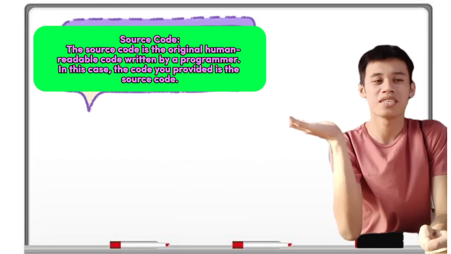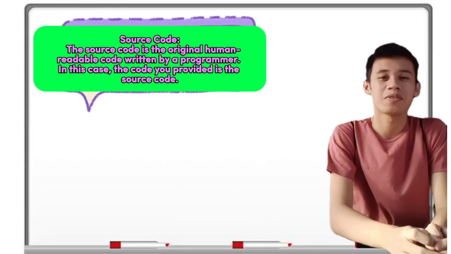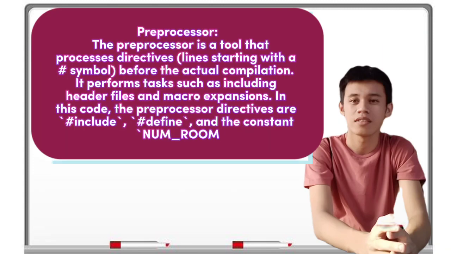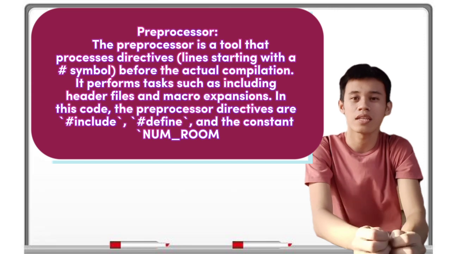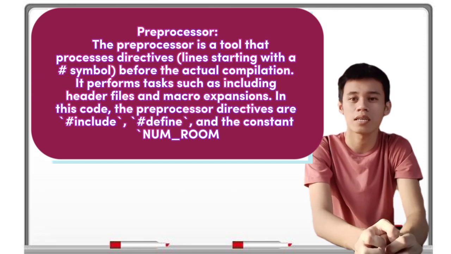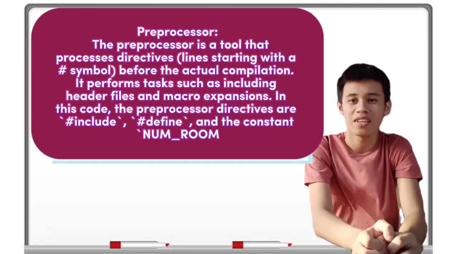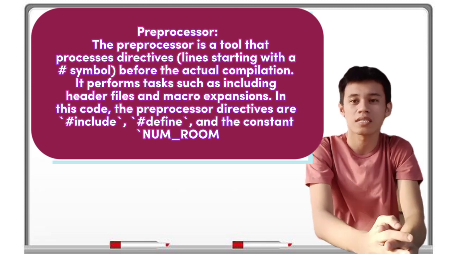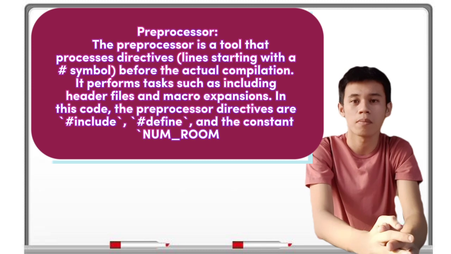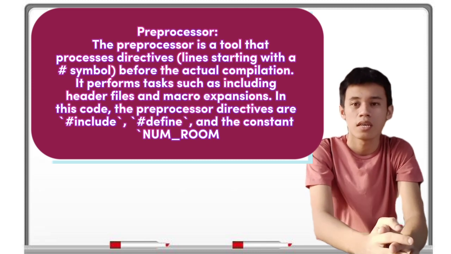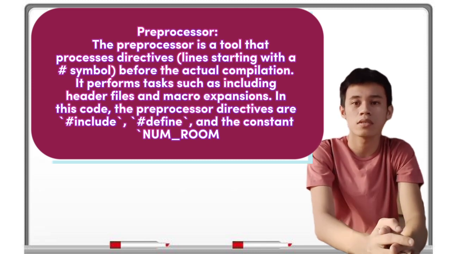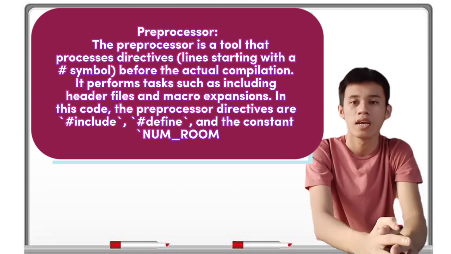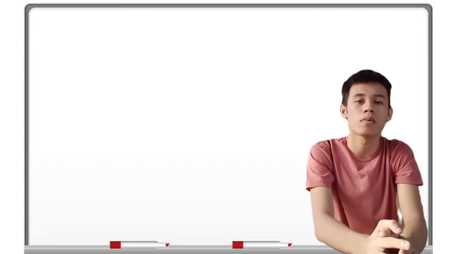The source code is originally readable code written by a programmer. The preprocessor is a tool that processes directives before the actual compilation. It performs tasks such as including header files and macro expansions. In this code, the preprocessor directives are #include and #define, and the constant is NUM_ROWS.